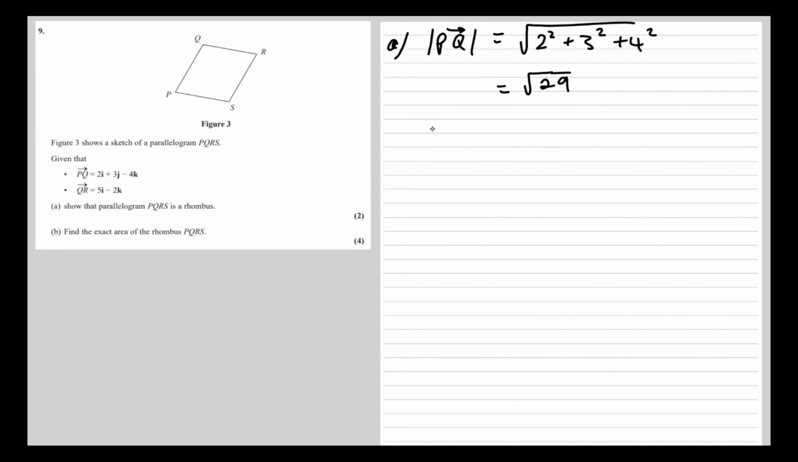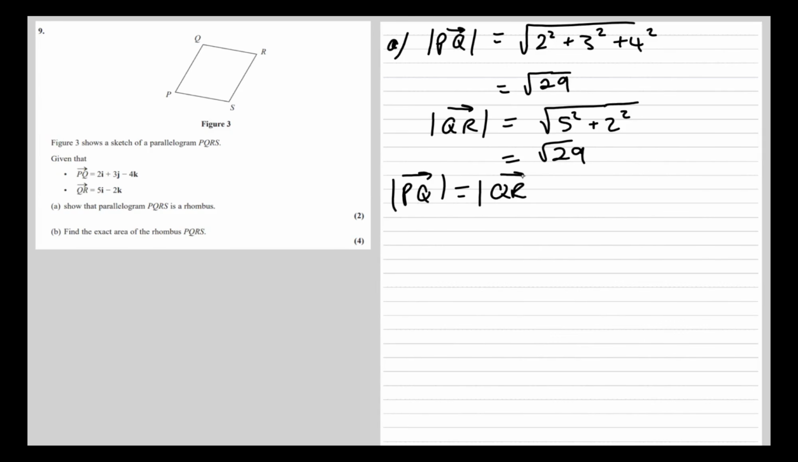The length of QR is going to be the square root of 5 squared plus 2 squared. And again, 5 squared is 25, 2 squared is 4. So that is also square root 29. So because PQ is equal to QR, that means PQRS is a rhombus.